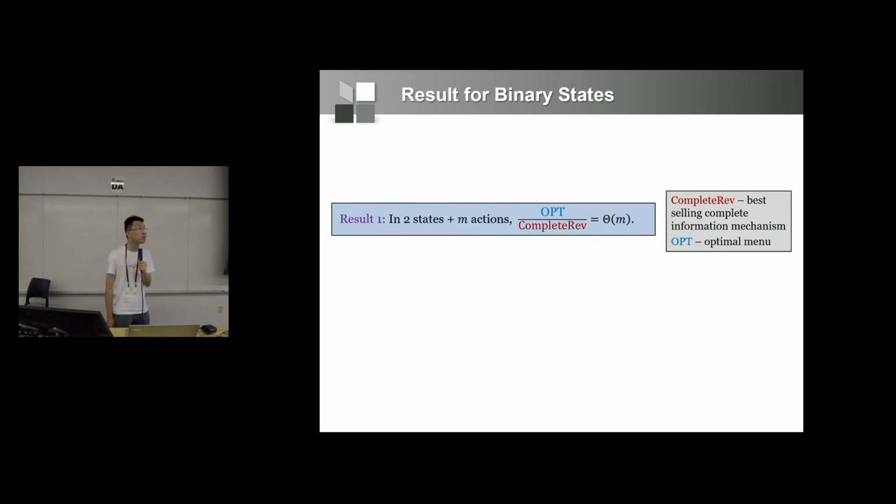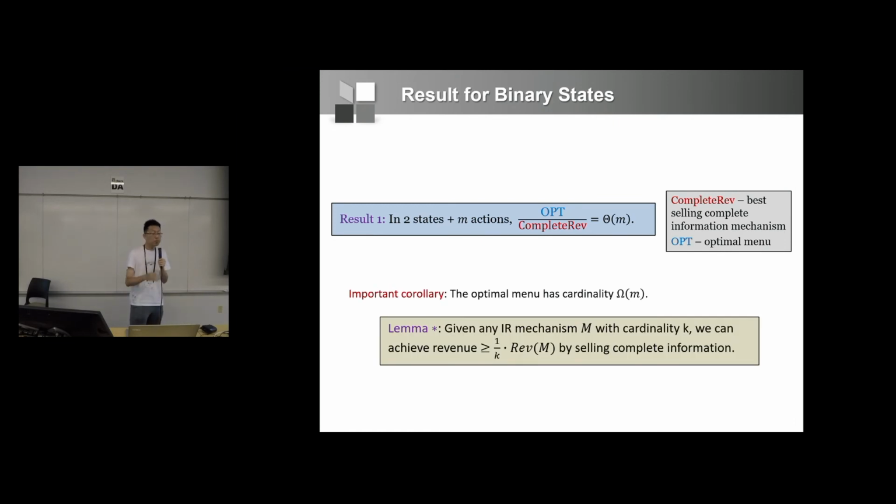The main result for binary state is the following. We prove that the ratio between the optimal revenue and the best revenue by selling complete information is linear in the number of actions. Notice we have this theta notation, which implies that we have both upper and lower bounds within a constant factor. An important corollary of this result is that in the binary state case, the optimal menu has a cardinality that is at least linear in the number of actions.